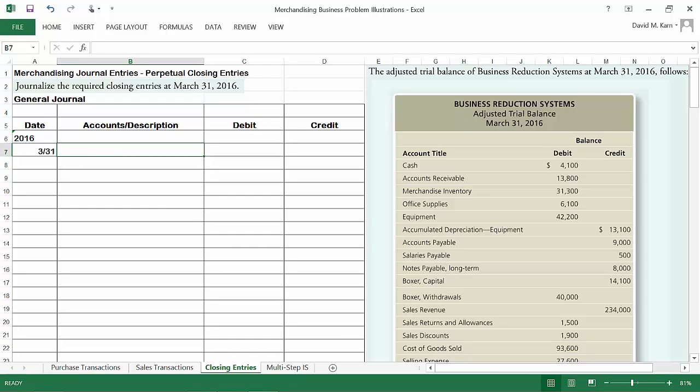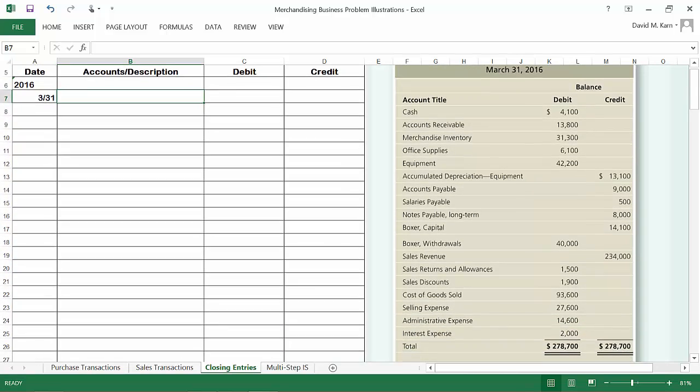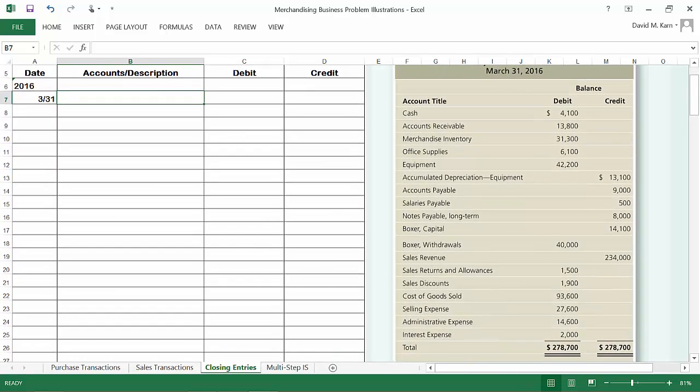Now let's take a look at perpetual closing entries for a merchandising business. We have the adjusted trial balance of Business Reduction Systems at 3/31/16, and we have all of our accounts listed, as you can see. We have to do our closing entries as a result. Remember, we close out revenues, expenses, income summary, and withdrawals. If we have other revenues, we have to include them, and we have several different expenses as well as contra revenues to include in the second step.